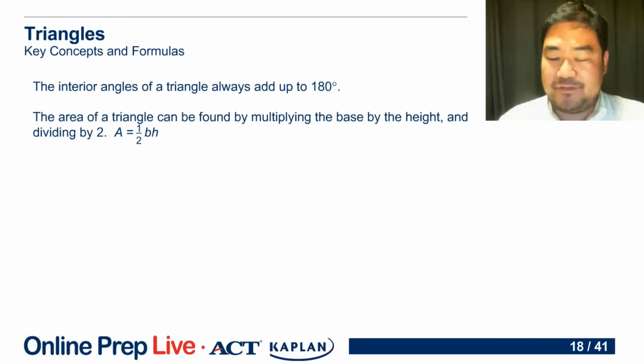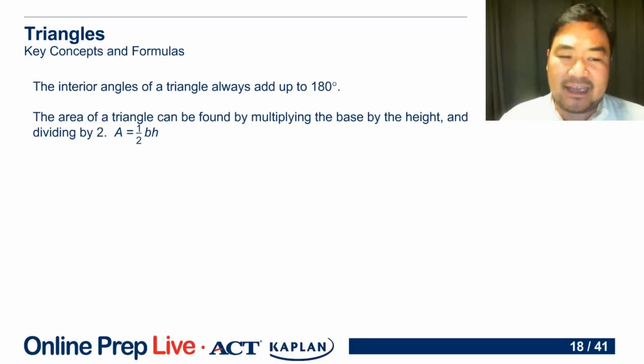The area of a triangle is found by multiplying the base by the height and then dividing it by 2. Or the common formula that I think a lot of you are probably familiar with: area is equal to 1/2 times the base times the height.